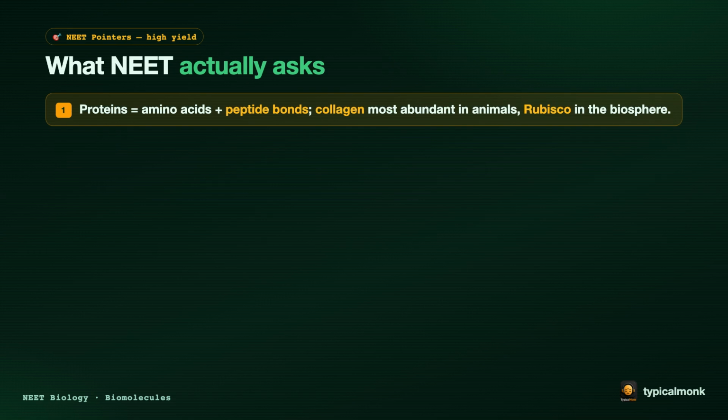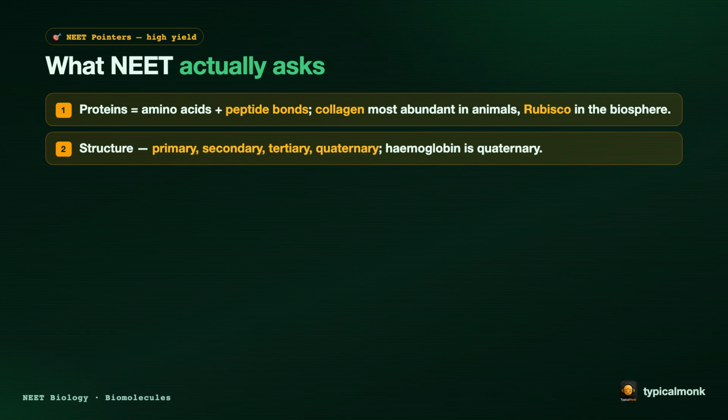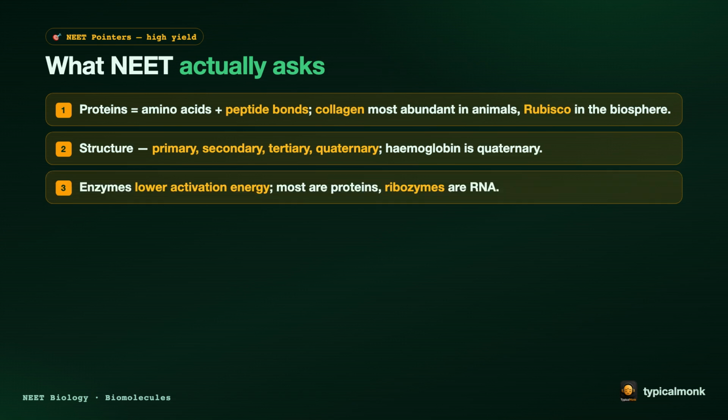Now, the high-yield pointers, the facts that NEET turns into questions. 1. Proteins mean amino acids and peptide bonds. Collagen is most abundant in animals, rubisco in the biosphere. 2. Structure: primary, secondary, tertiary, quaternary. Hemoglobin is quaternary. 3. Enzymes lower the activation energy. Most are proteins. Ribozymes are RNA.